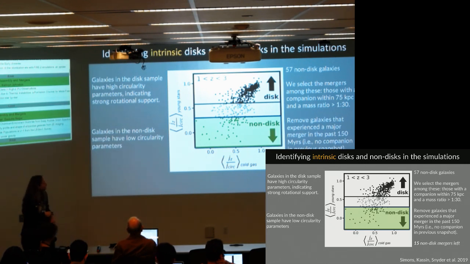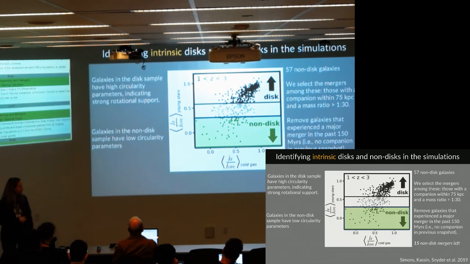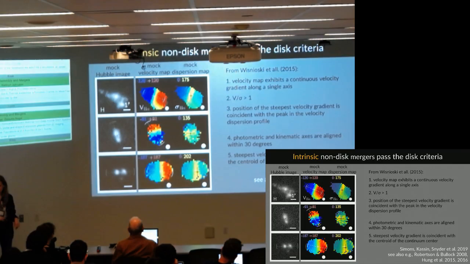So we're going to take out the mergers, so those with a companion within a mass ratio of 1 to 30, being very conservative here. And then we're going to remove galaxies that experienced a major merger in the previous time step, so there's no residuals of that. That leaves us with 15 galaxies that we do a ton of mock observations of. So these are non-disk galaxies that are merging. These are 3 examples of them.